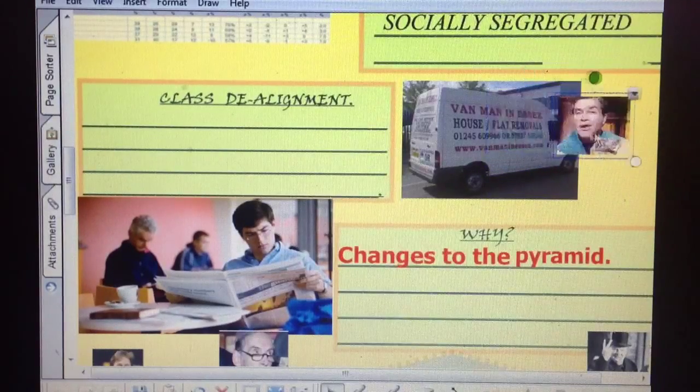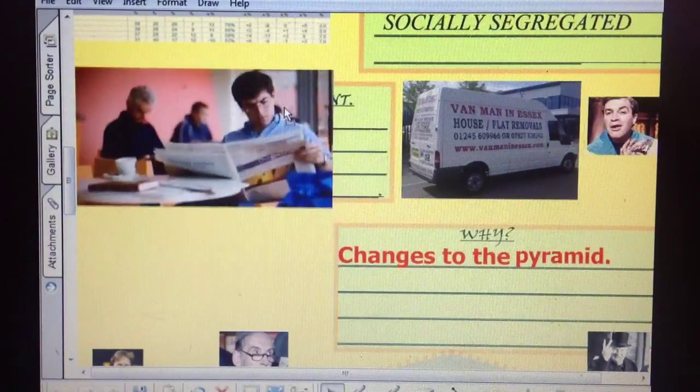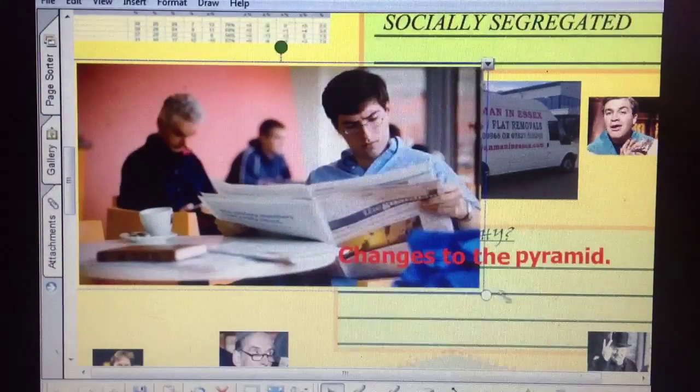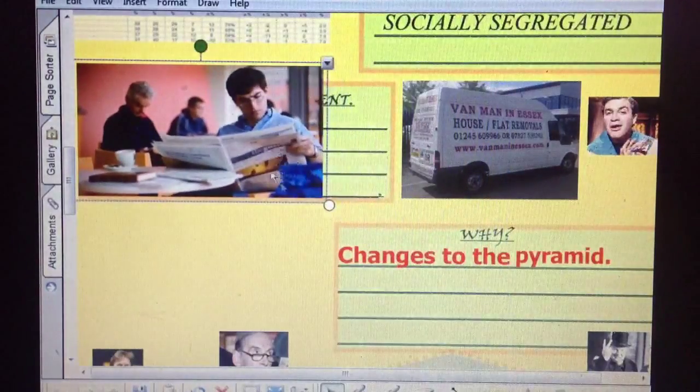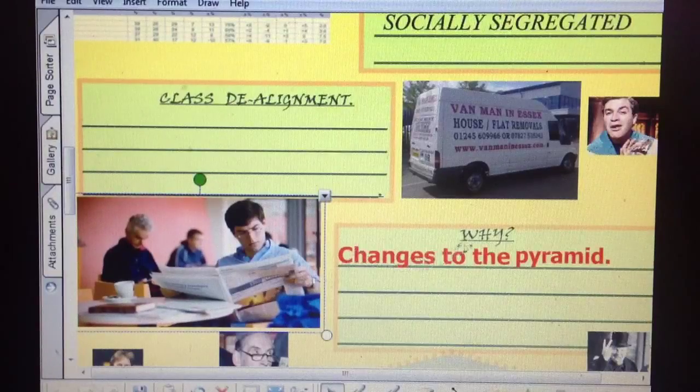And the other direction, you have lots of people who are born working class who become middle class. So people like myself, working class background, you go to university, you become a teacher, you're middle class, but you still might tend to vote Labour. So that's why class dealignment has happened.